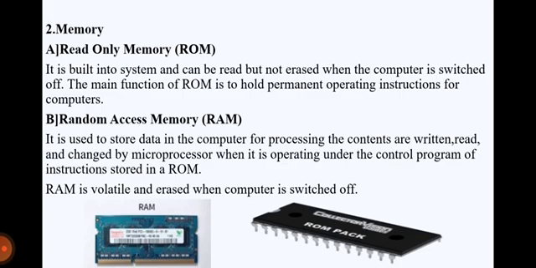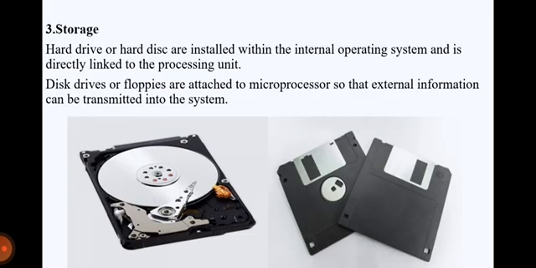Second is random access memory, RAM. It is also used to store the data in a computer for processing. The contents are written, read and changed by microprocessor when it is operating under the control of program instruction stored in a ROM. RAM is volatile and erased when computer is switched off.